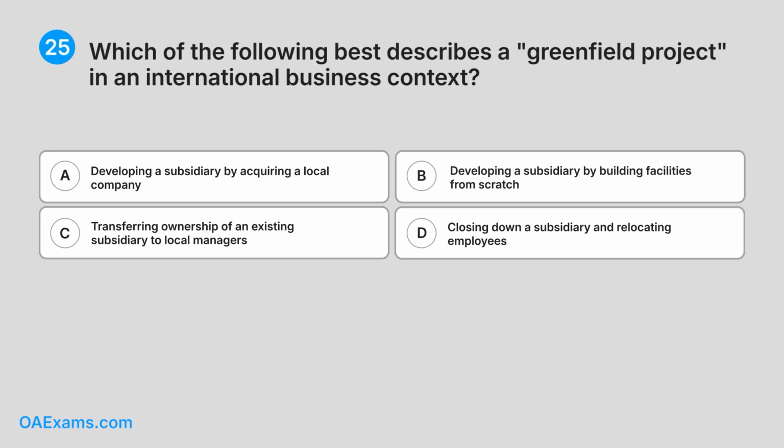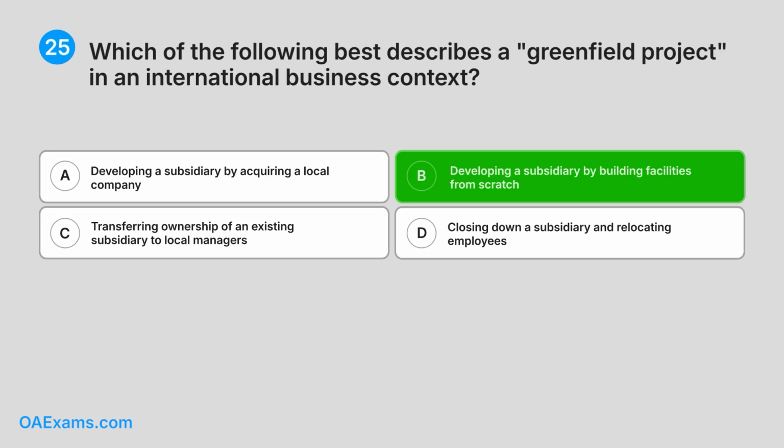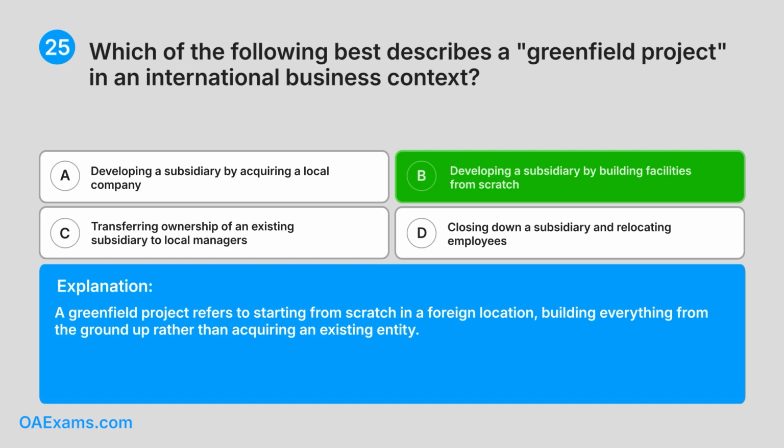Correct answer. B. Developing a subsidiary by building facilities from scratch. Explanation. A greenfield project refers to starting from scratch in a foreign location, building everything from the ground up rather than acquiring an existing entity.